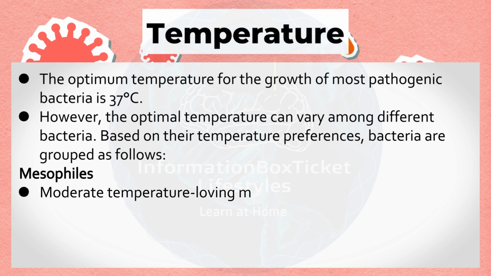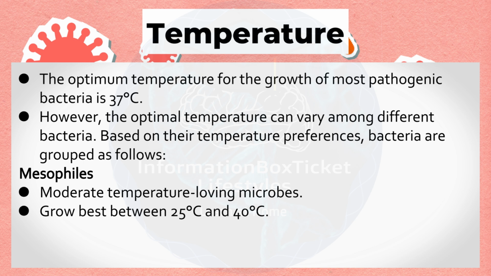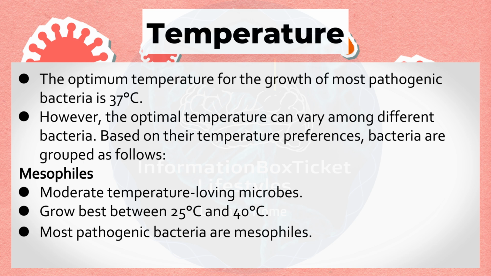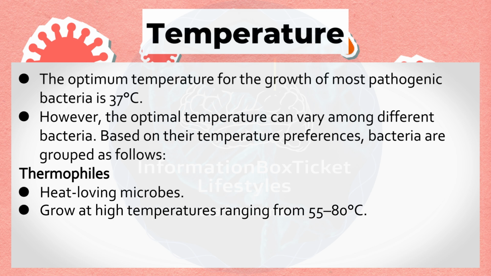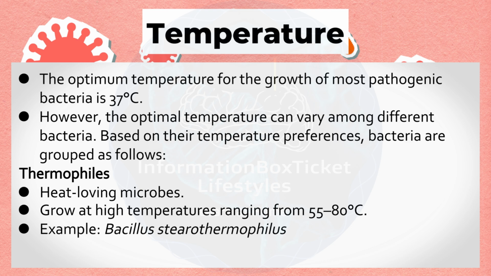Mesophiles, moderate temperature-loving microbes, grow best between 25 degrees Celsius and 40 degrees Celsius. Most pathogenic bacteria are mesophiles. Thermophiles, heat-loving microbes, grow at high temperatures ranging from 55 to 80 degrees Celsius. Example: Bacillus stearothermophilus.